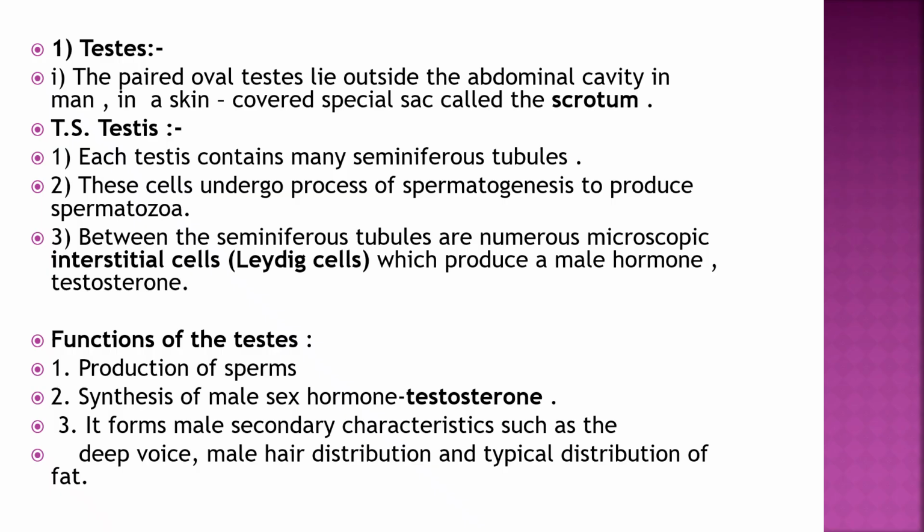The most important organ of the male reproductive system is the testes. They are paired oval testes that lie outside the abdominal cavity in man, in a skin-covered special sac called the scrotum. In transverse section they contain many seminiferous tubules, and these cells undergo the process of spermatogenesis to produce spermatozoa.